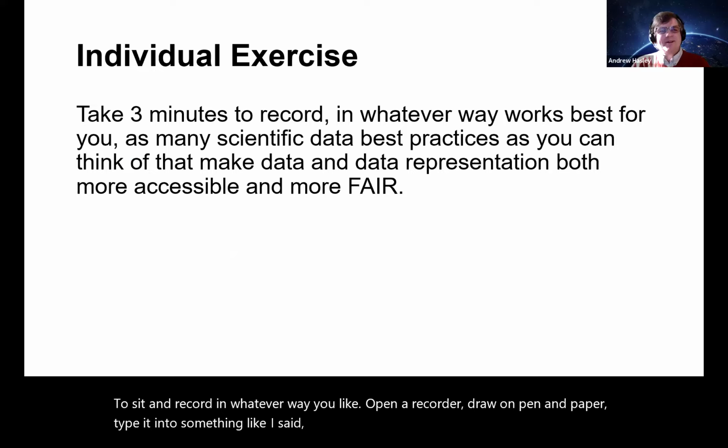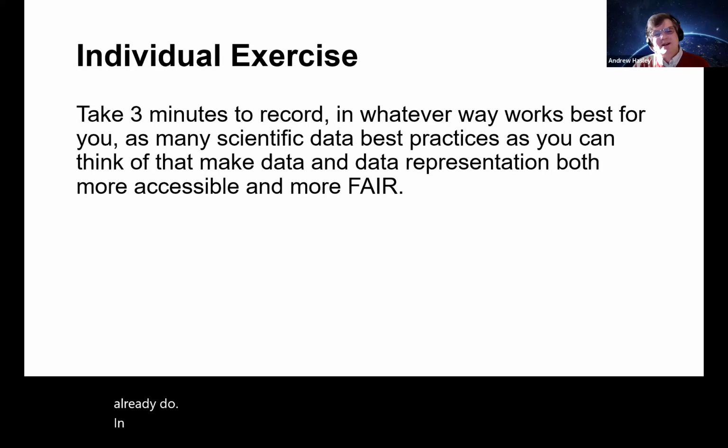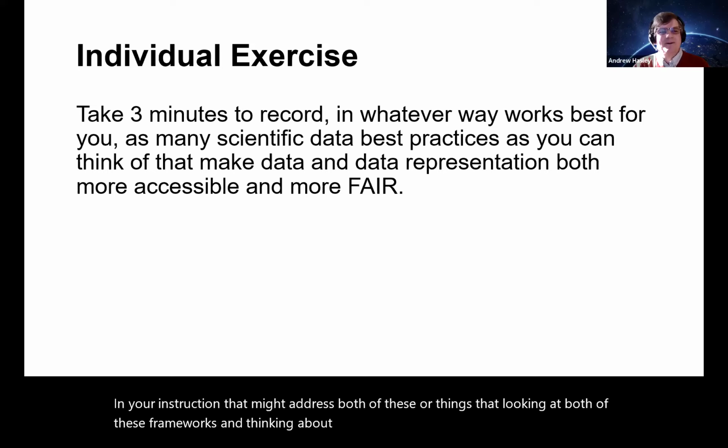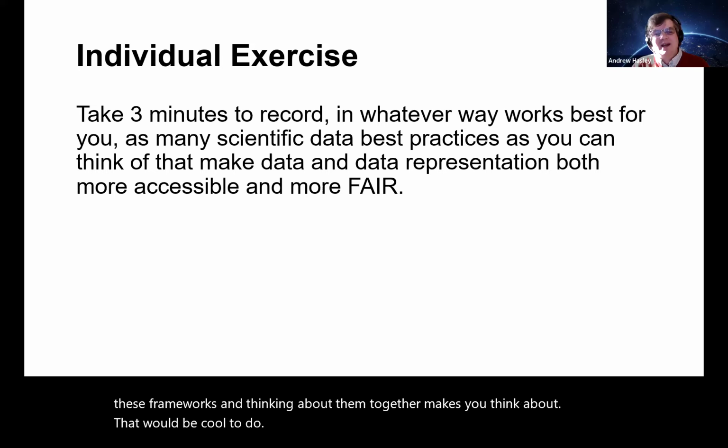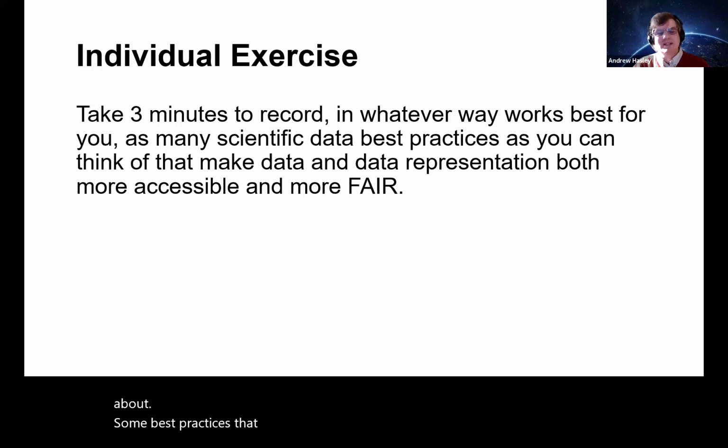However you want, record some best practices that you can think of. Probably in most of your cases, things you already do in your instruction that might address both of these, or things that looking at both of these frameworks and thinking about them together makes you think would be cool to do. Don't worry about how you'd actually do it yet. Just think about some best practices that this triggers in your head. And some of them can be really simple and some of them can be really complicated.